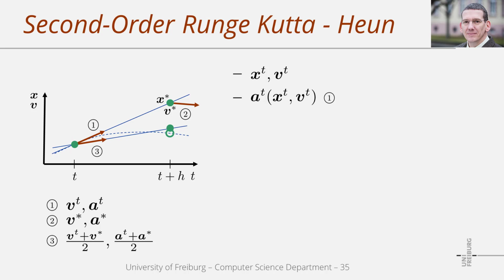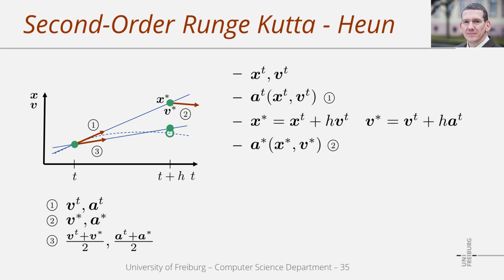As always, we start with a function value at time t, and we know the derivative of this function at t marked with 1. Now we perform an Euler step from t to t plus h and take the result, either x star or v star, as an intermediate value. We also compute the acceleration a star from x star and v star. Now we have two derivatives for each function, one at time t and one at time t plus h. For the position, for instance, we have its derivative v t at time t and its derivative v star at time t plus h. The same holds for the velocity.